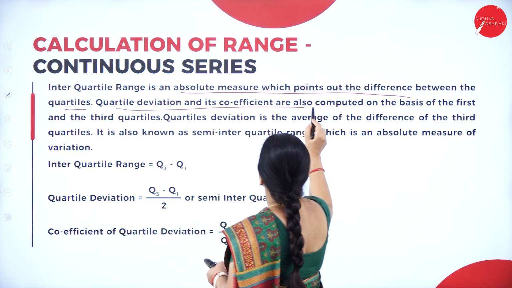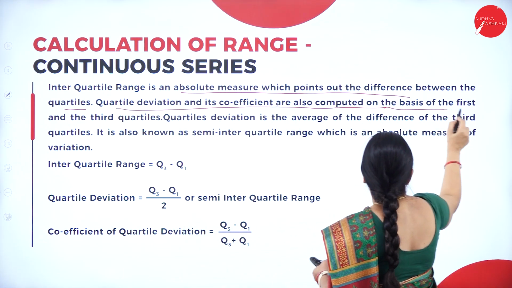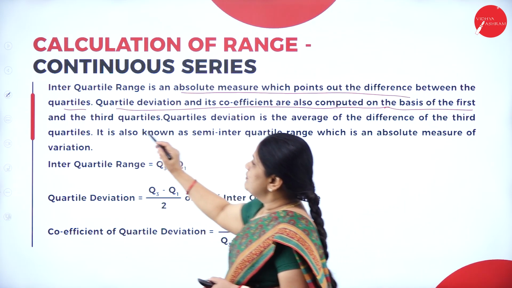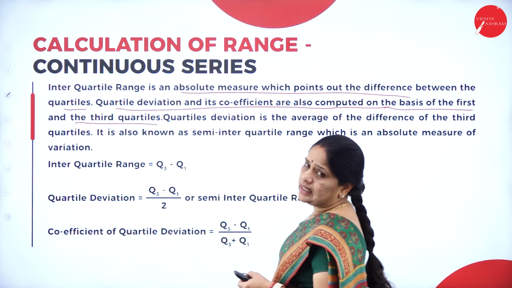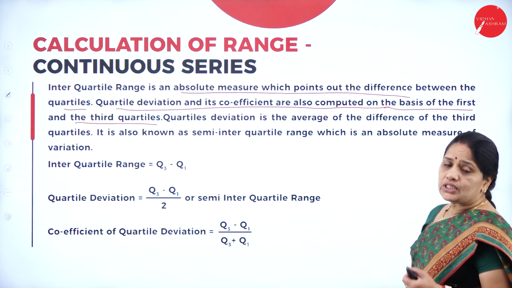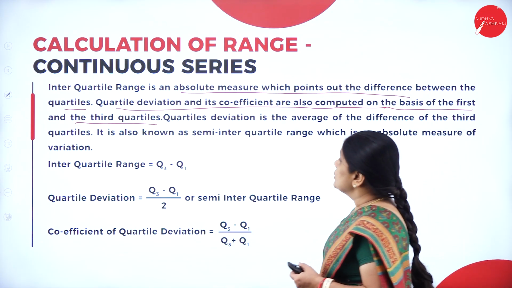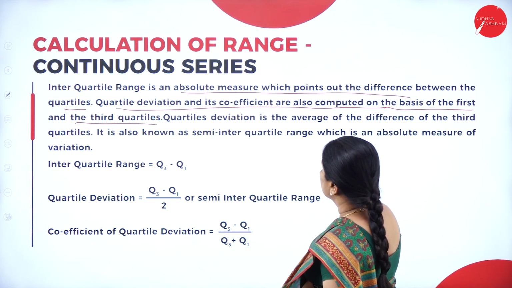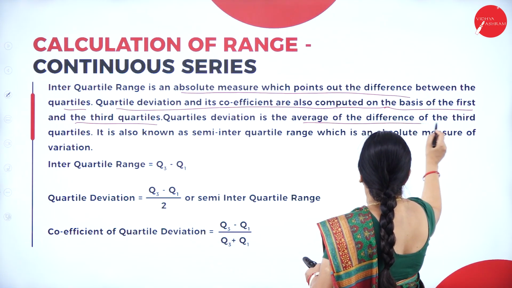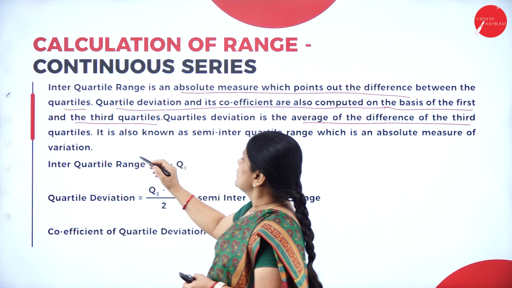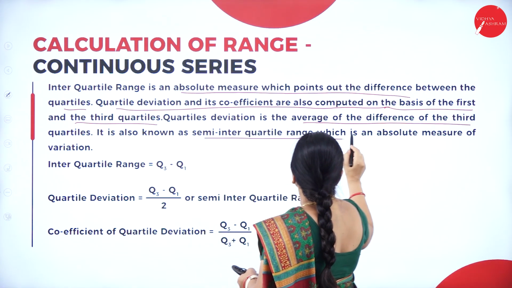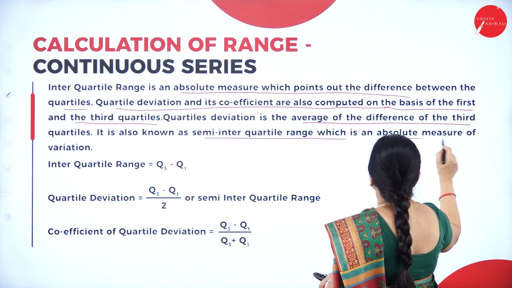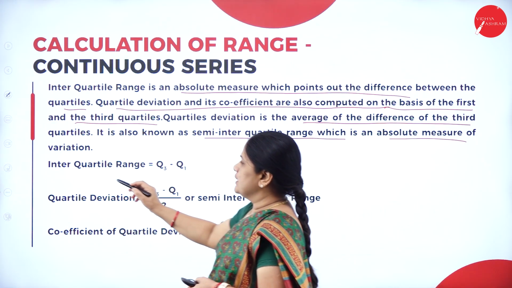Quartile deviation and its coefficient are also computed on the basis of the first and the third quartiles. So, whenever we have to calculate a quartile deviation, they are computed on the basis of the first and the third quartiles. Quartile deviation is the average of the differences of the quartiles. It is known as semi-interquartile range, which is an absolute measure of the variation.